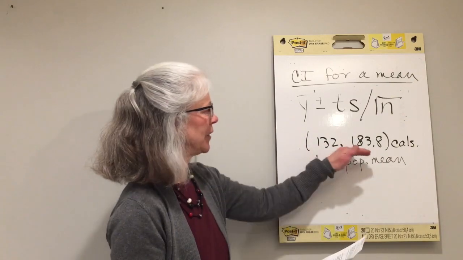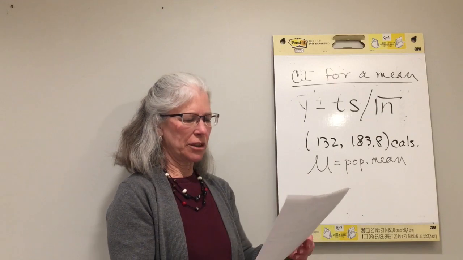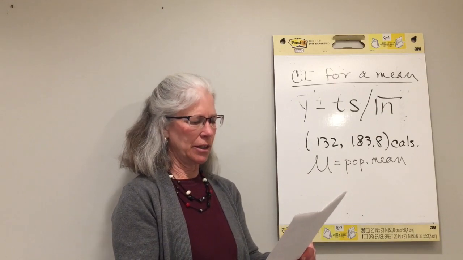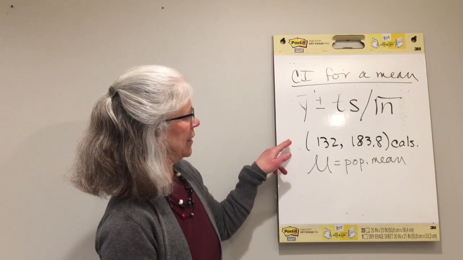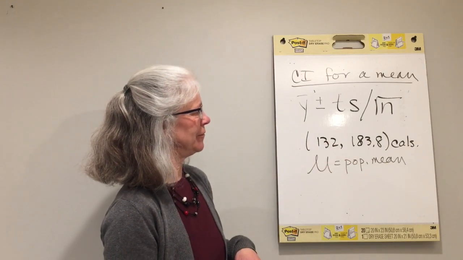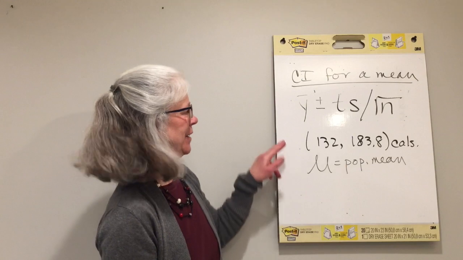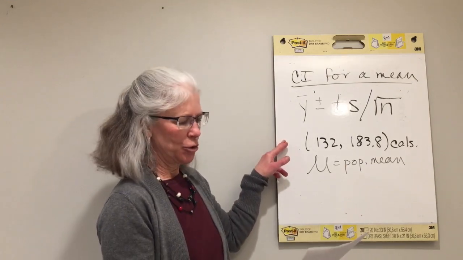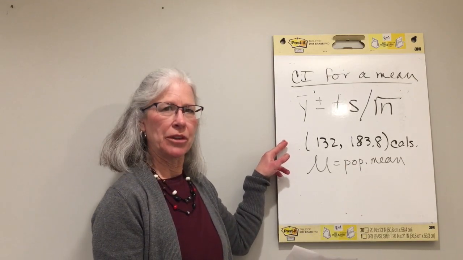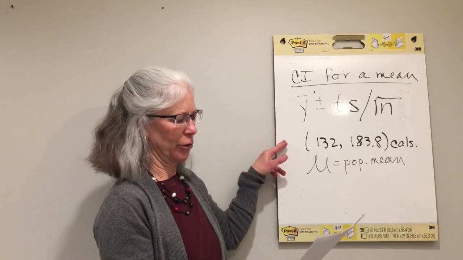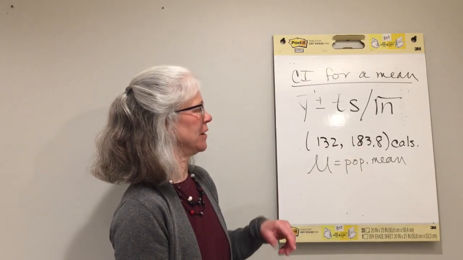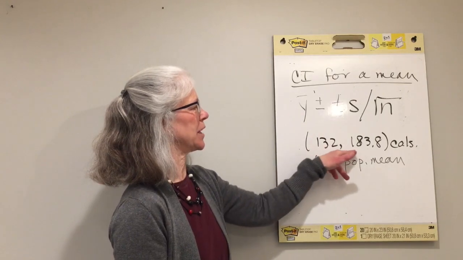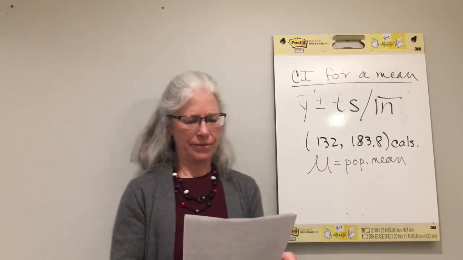Based on that confidence interval, do you think it's reasonable to claim that the average number of calories in vanilla yogurt is under 100? Well, is 100 in the confidence interval? It is not. 100 is over here. So we do not think it's reasonable to claim that the average number of calories in vanilla yogurt is under 100 because our entire confidence interval is above that. We think the true mean is somewhere in this range, well above 100.